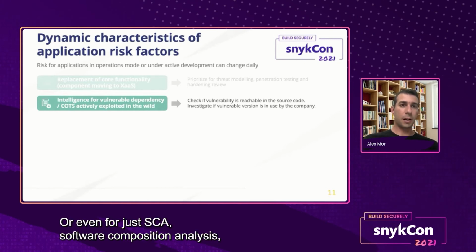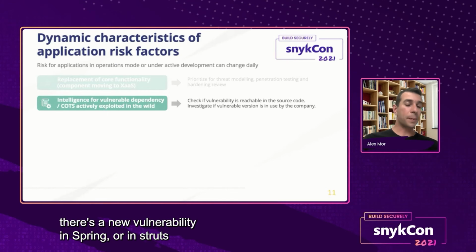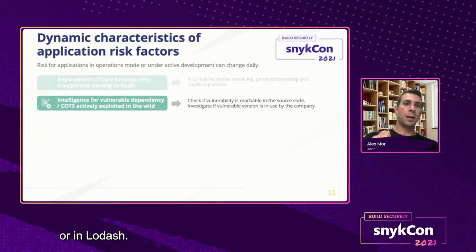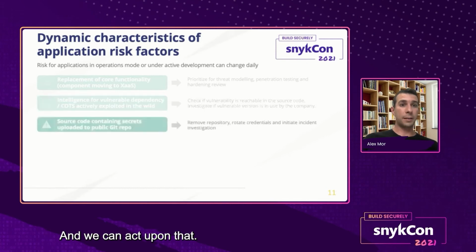Or even for just SCA, right? Software composition analysis. There's a new vulnerability in Spring, or in Struts, or in Lodash. We're aware of that, and we can act upon that.